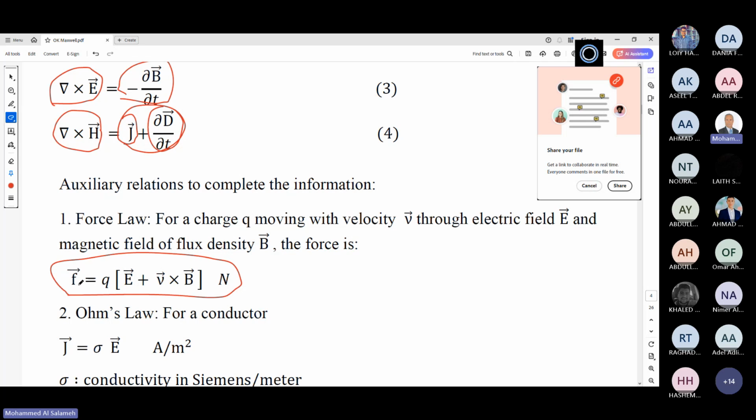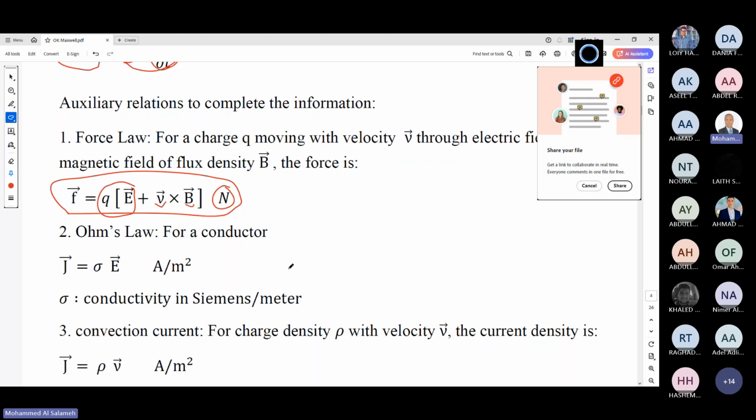We have the total force equal to the electric force, which is Q times E. Q is the electric charge, and E is the electric field. So the electric field exerts force on electric charge Q evaluated by Q times E. And the magnetic force is Q times V cross B. Q is the electric charge, as we said, V the velocity of the charge, and B the magnetic flux density. The force is measured in newtons.